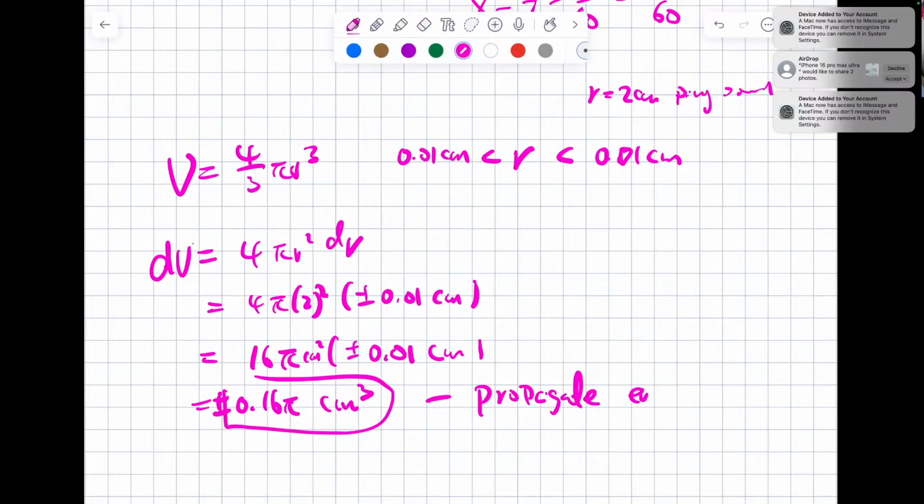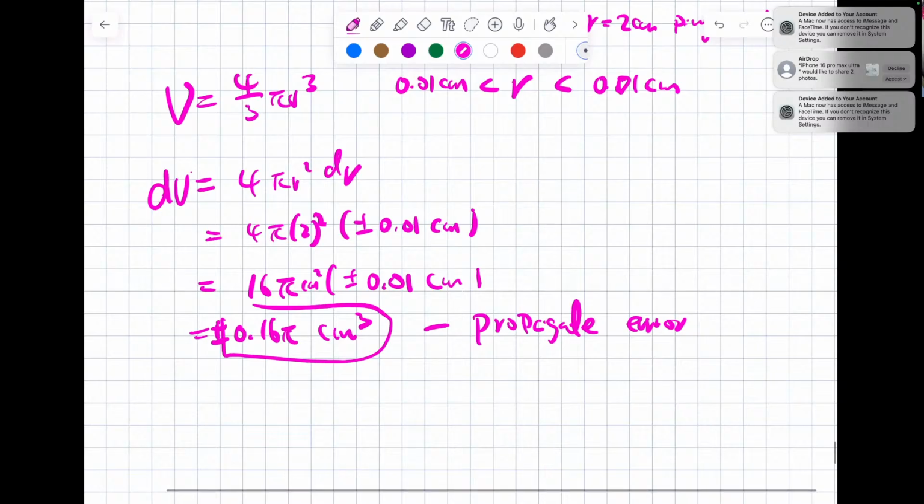So the propagated error is how one thing impacts the other, right? The radius change impacts the volume change, and this is how much the volume is estimated to change.